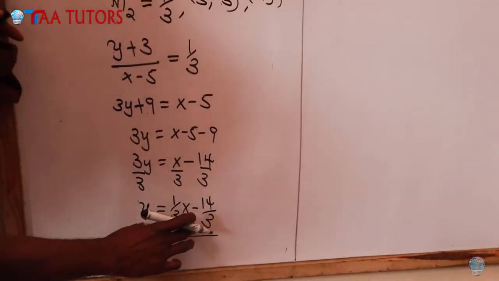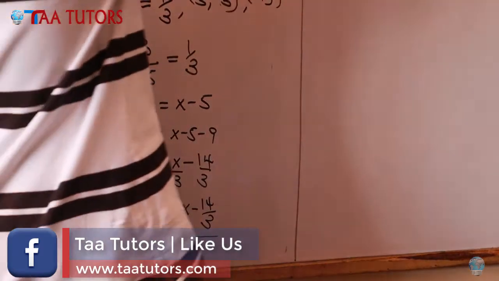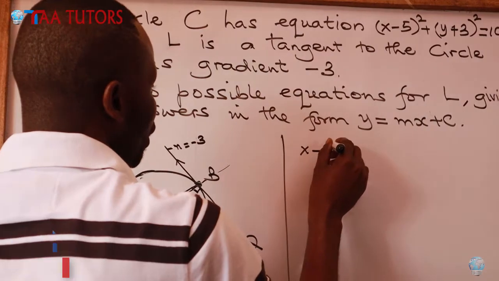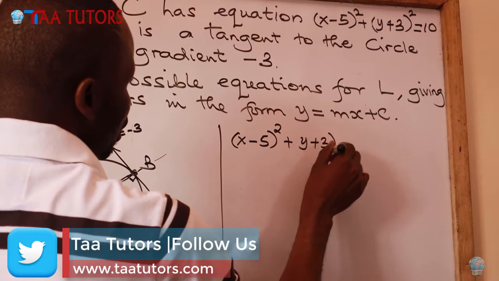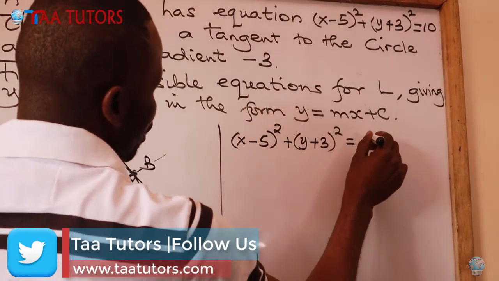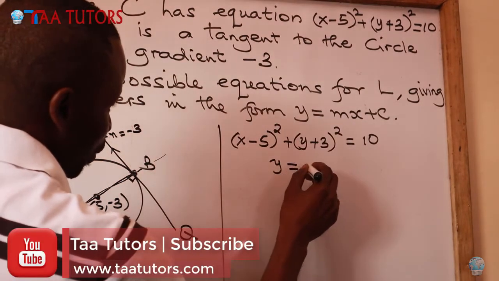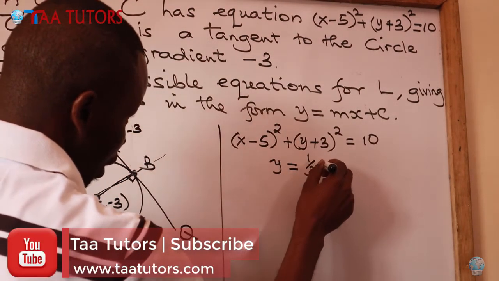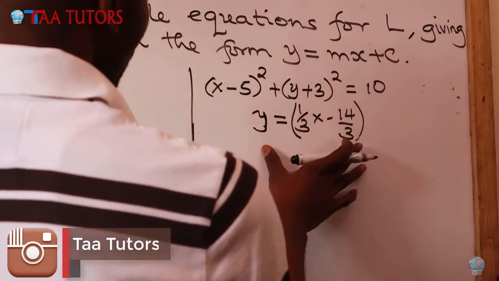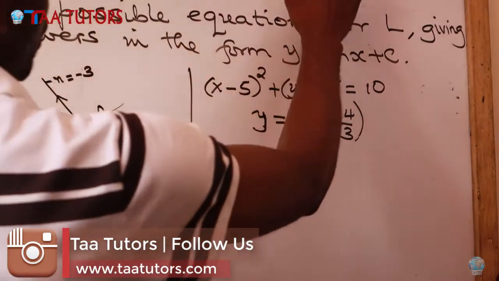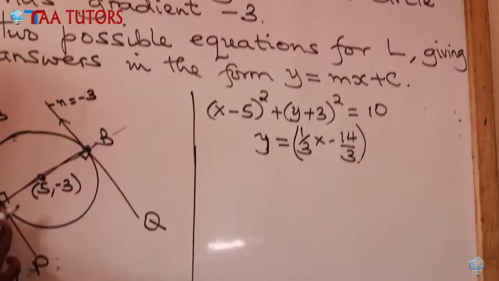We know how to determine the coordinates of the points where a straight line is intersecting a circle. The equation of the circle is (x - 5)^2 + (y + 3)^2 = 10. And we have another equation, y = 1/3 x - 14/3. Now, we have these equations. The first is the equation of the circle, and this is the equation of the chord, which is intersecting the circle at points A and B.